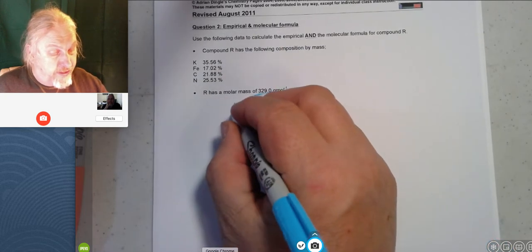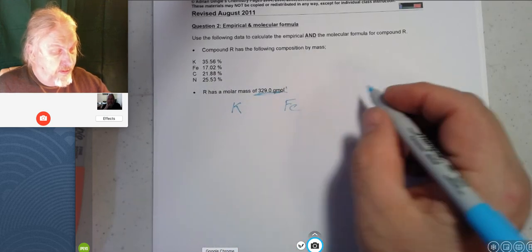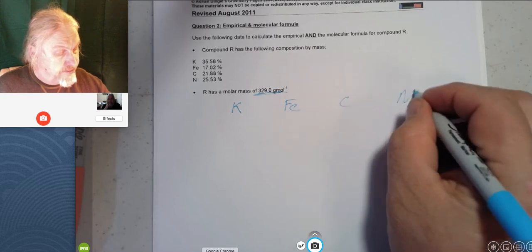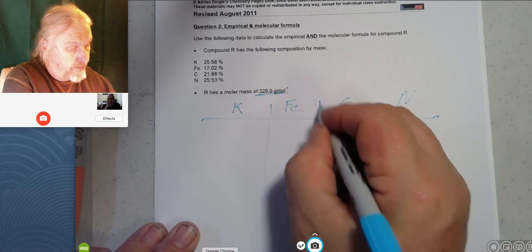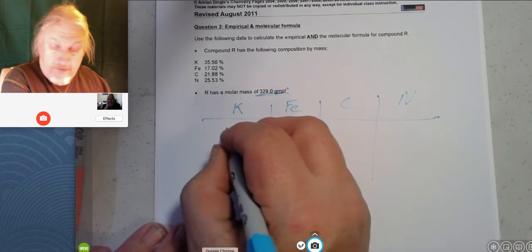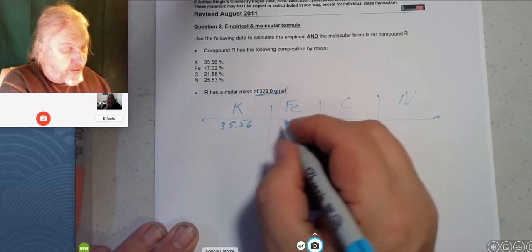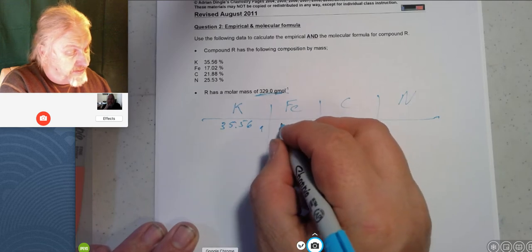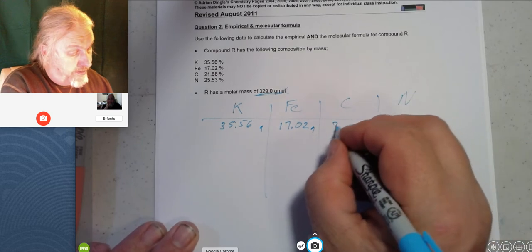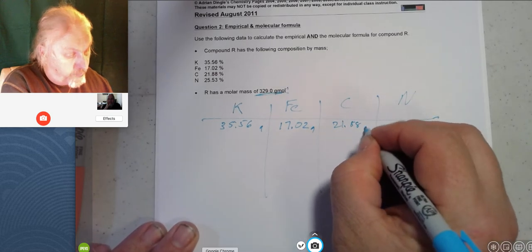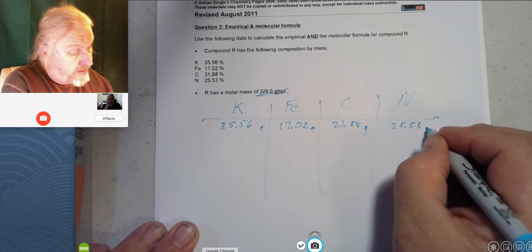So let's go ahead and create our table. I've got potassium, iron, carbon, and nitrogen. In the columns, I have 35.56 grams, 17.02 grams, 21.88 grams of carbon, and 25.53 grams of nitrogen.